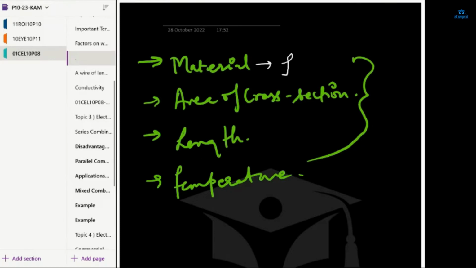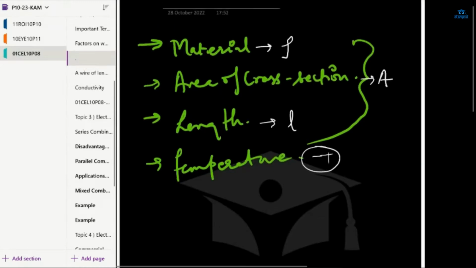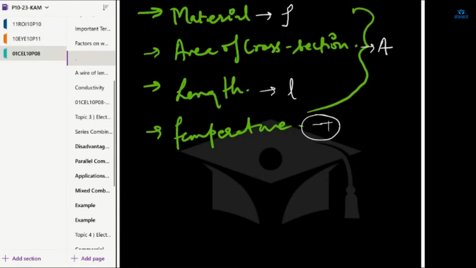So area of cross section we denote as A, length as small l, and temperature T, but it has no meaning in the relation. R is equal to, how do you relate these three with the resistance? Formula, do you remember? Rudra, can you recall it? Ma'am, I don't remember.